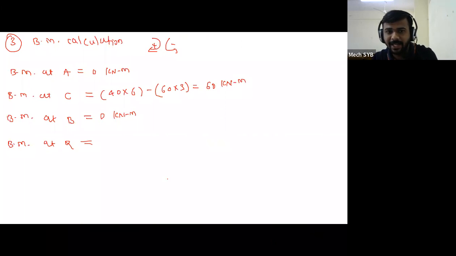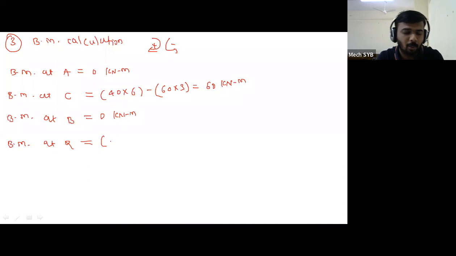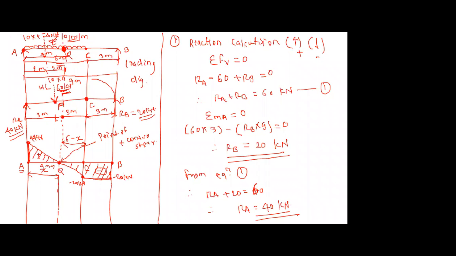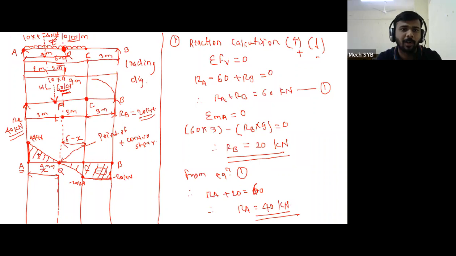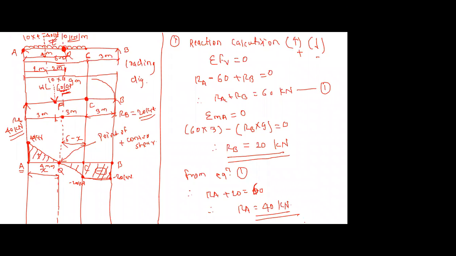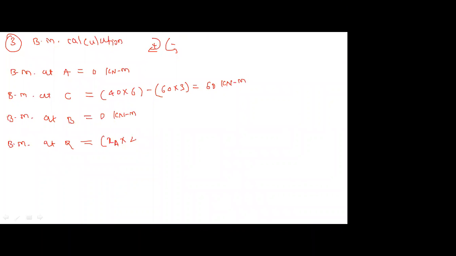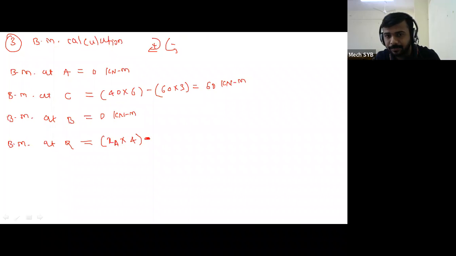First of all, reaction RA. It is rotating clockwise or anti-clockwise? RA into what is the distance between A and Q? Resolve reaction RA towards point Q. What is the distance? 4. Clockwise. RA into 4. It is rotating clockwise, therefore RA into 4. Okay. Minus.